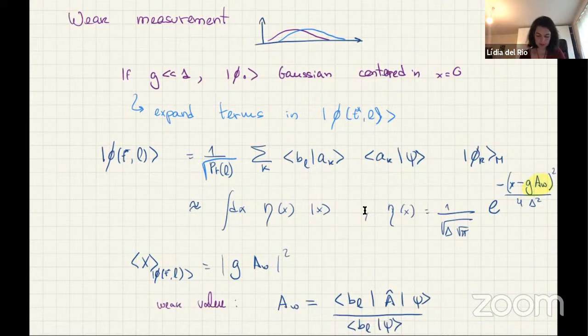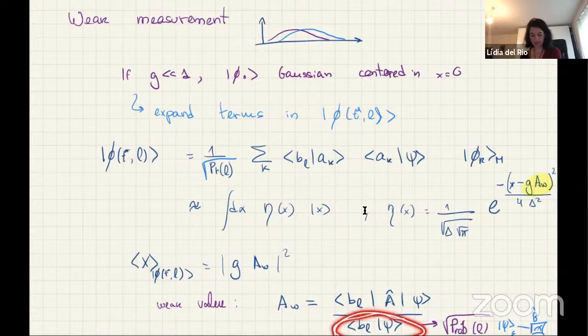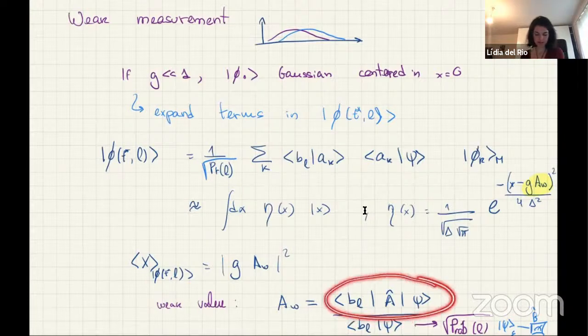And what are these terms? So this is the probability of getting outcome L if we had not made any measurement, right? If the circuit had been just this, just prepare psi and now measure the B observable on system S without anything in between, then this would give us the square root of the probability of getting outcome L, right? Whereas this, what is this?